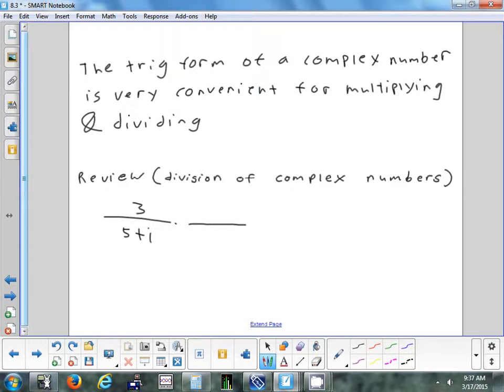Marina? You multiply it, so in order to get rid of it, it's kind of like rationalizing. You would multiply it by 5 minus i. Yep. So you multiply by, does anybody remember what that's called? Yes. Conjugate. Good, the conjugate. So that's the first thing you've got to remember: I multiply top and bottom by the conjugate.